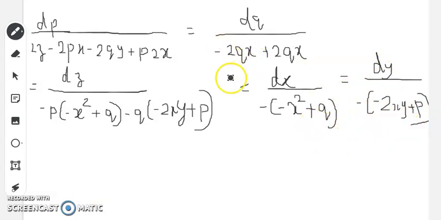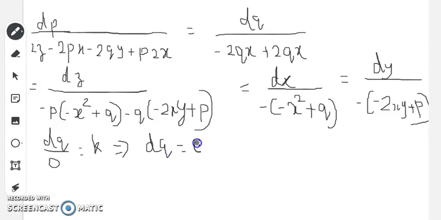Now you can see that the second fraction is dq by 0. Now our next procedure is that this dq by 0 is equal to a common value, say k. So all these fractions are the same, so we can write dq is equal to 0.